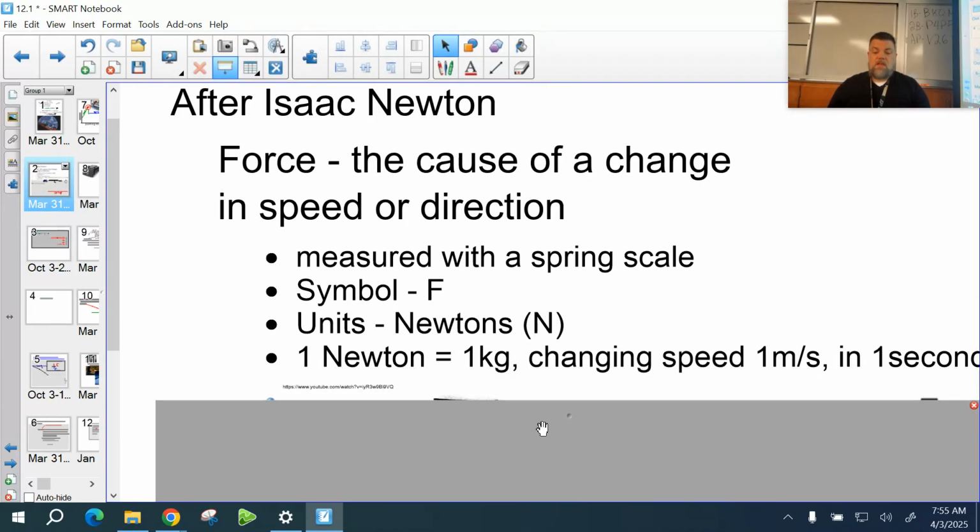So, force is usually represented by the symbol F. It can be measured with a spring, right? When we met last time, I weighed one of my masses with the spring. And the unit of measure is newtons, and 1 newton is equal to 1 kilogram changing its speed 1 meter per second per second.